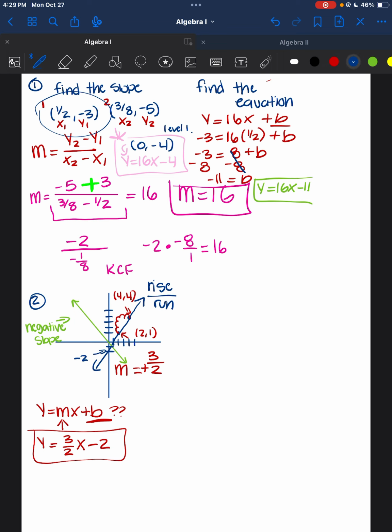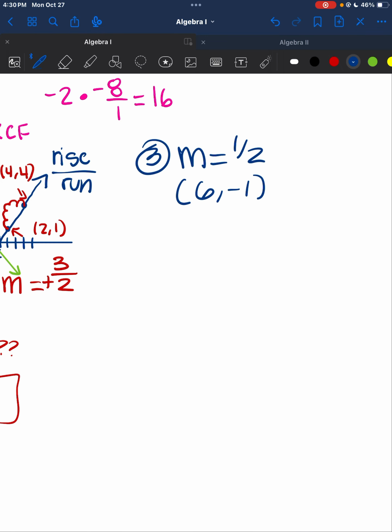I'm going to make a new question number 3. If I give you an m of 1/2, and then I give you a point (6, -1), and now I want this in point-slope form. Point-slope form is y minus y1 is equal to m times (x minus x1).